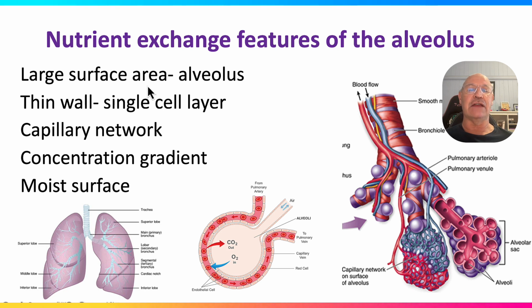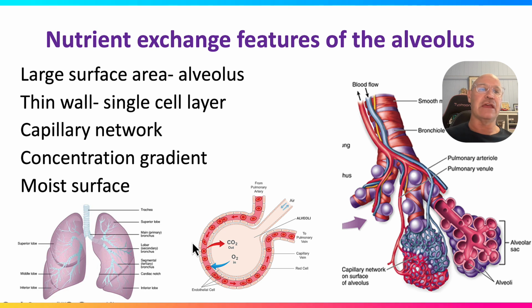Firstly, they have a large surface area. The functional unit of the lung for gas exchange is the alveolus. Alveoli is the plural, alveolus is the singular. You can see that they're like grapes, these air sacs. This is like a cross section of what one would look like, and this is what it looks like when you've got a bunch of grapes, if you like.